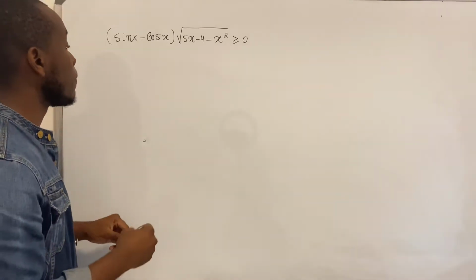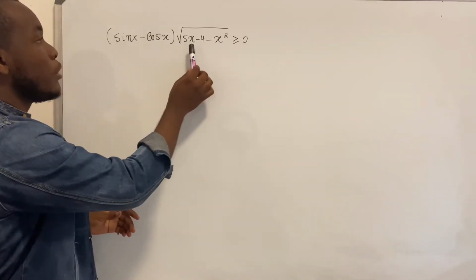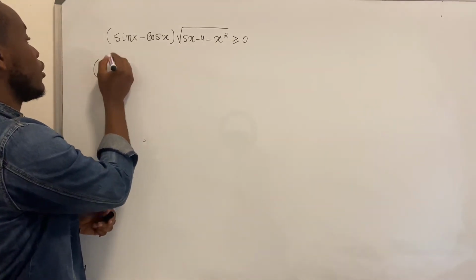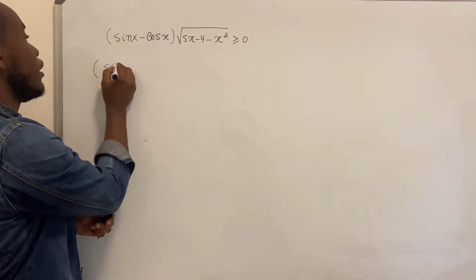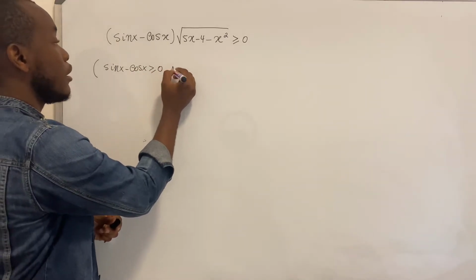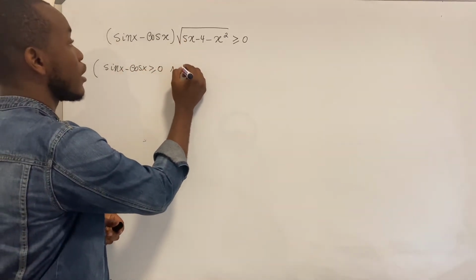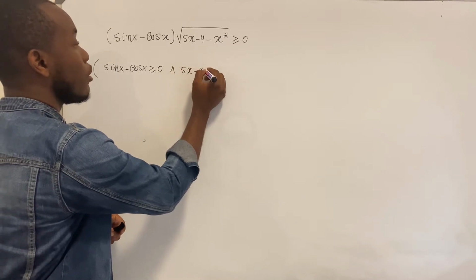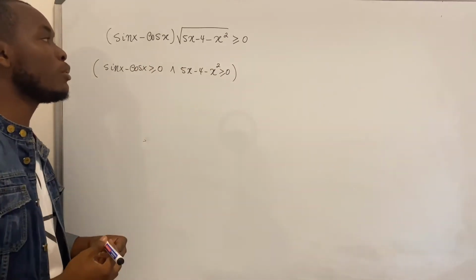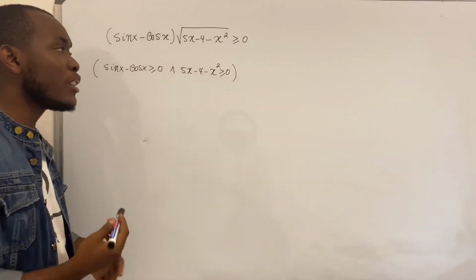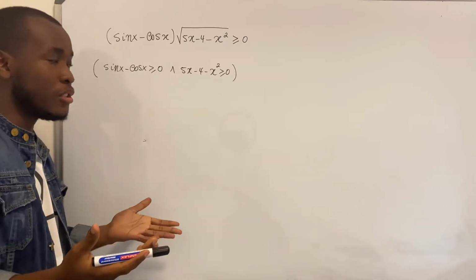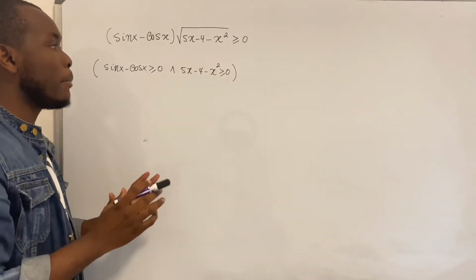The product of these expressions will be greater than or equal to 0 under the first condition, if they are both greater than or equal to 0: this one greater than or equal to 0, and the second expression greater than or equal to 0. Because if they are both positive, multiplying will still be greater than 0, and if they are 0, multiplying will still be greater than or equal to 0. But this is not the only condition.